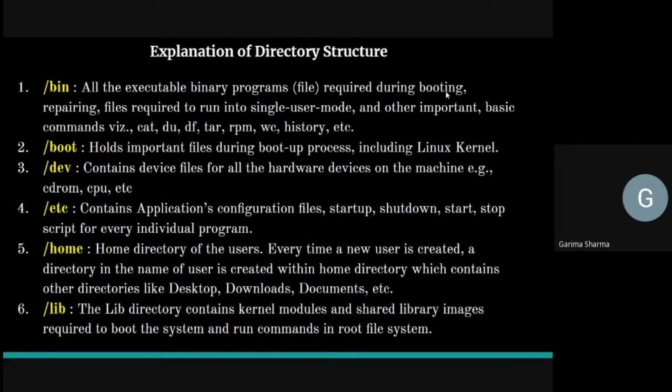So the first one is slash bin. All the executable files, like all the exe files that we have in Windows, are stored in the slash bin directory. Then comes slash boot. When we boot the Linux operating system, some files which help in booting the operating system are stored in the slash boot directory.